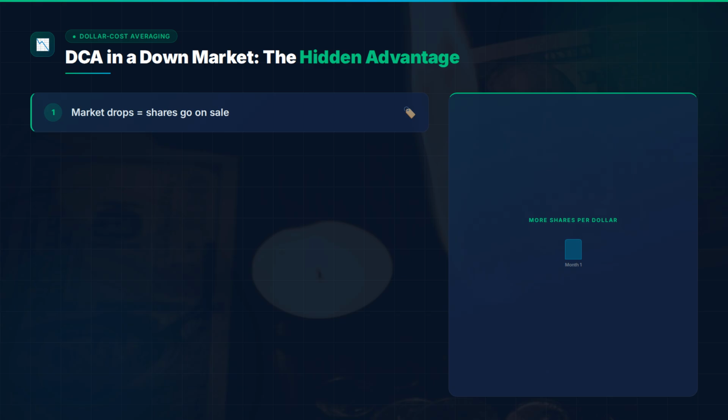Here's the thing that trips people up. They think a market downturn is a reason to stop investing. It's actually one of the most powerful moments for a DCA investor. When the market drops 20 or 30%, your fixed monthly investment is suddenly buying significantly more shares at a discount.